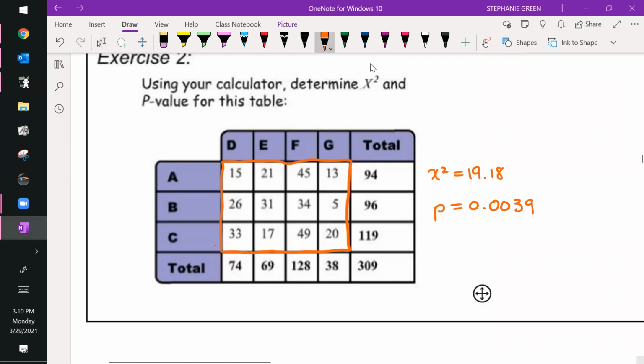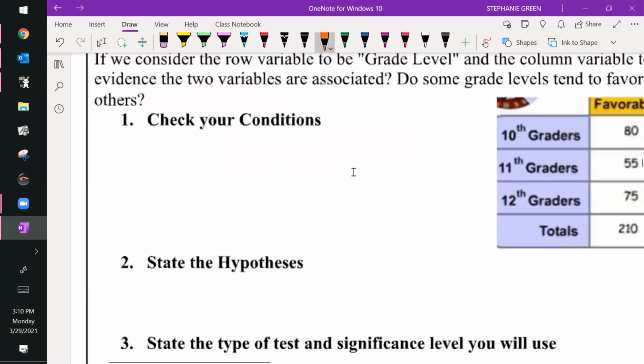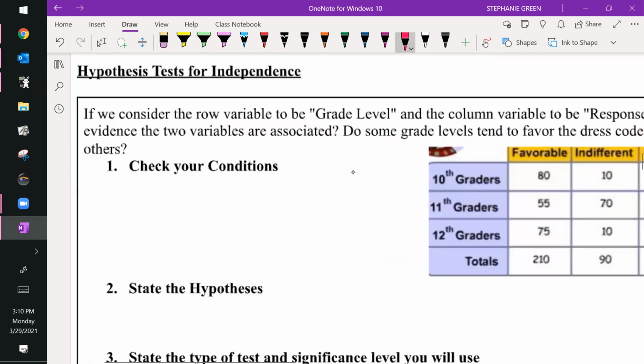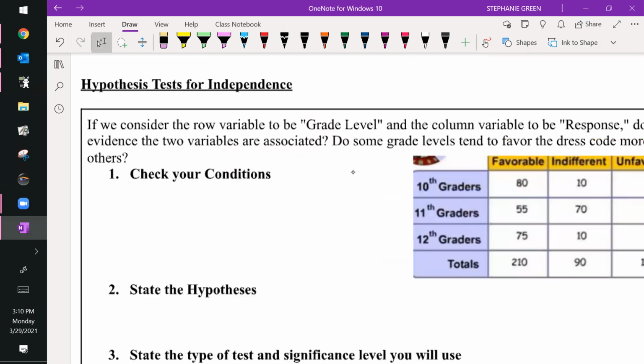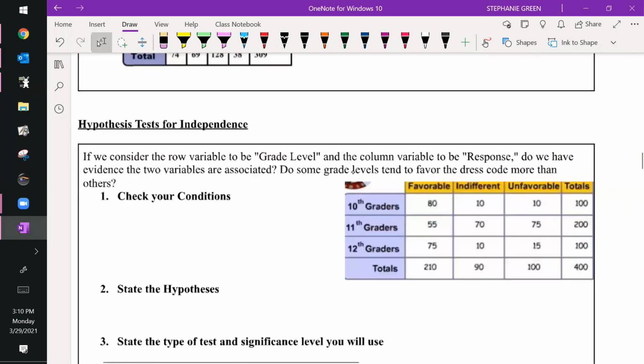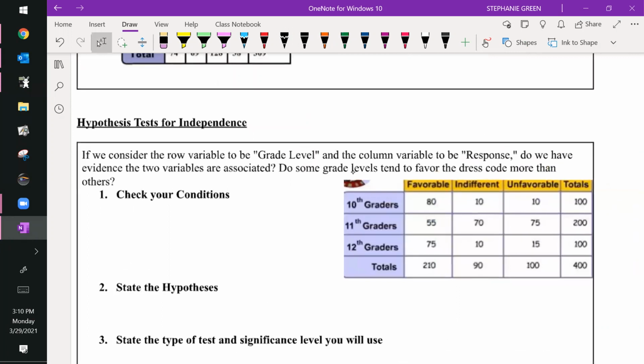All right, moving on. Let's do a full out significance test. Okay, so this first one, we're doing a significance test. We're trying to determine if these 2 variables are related. One variable is grade, the other is response. I forget what they're responding to. Oh, dress code. Responding to dress code.